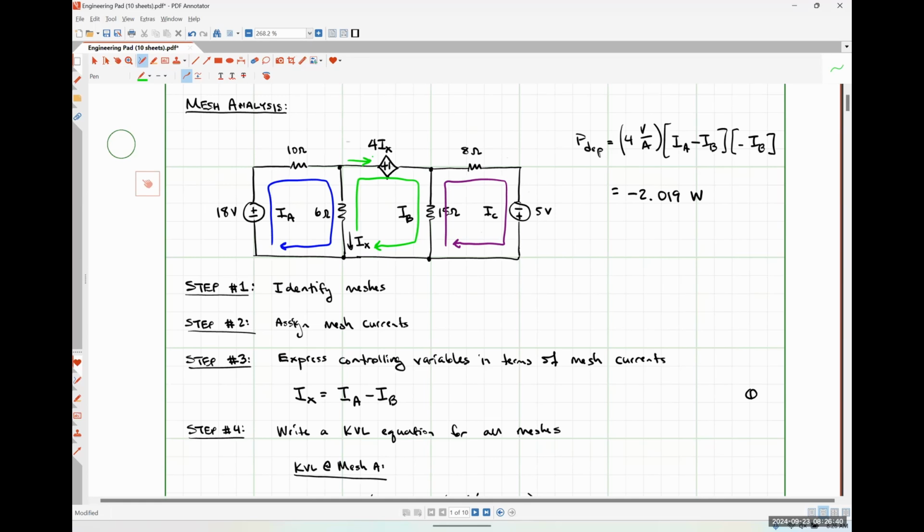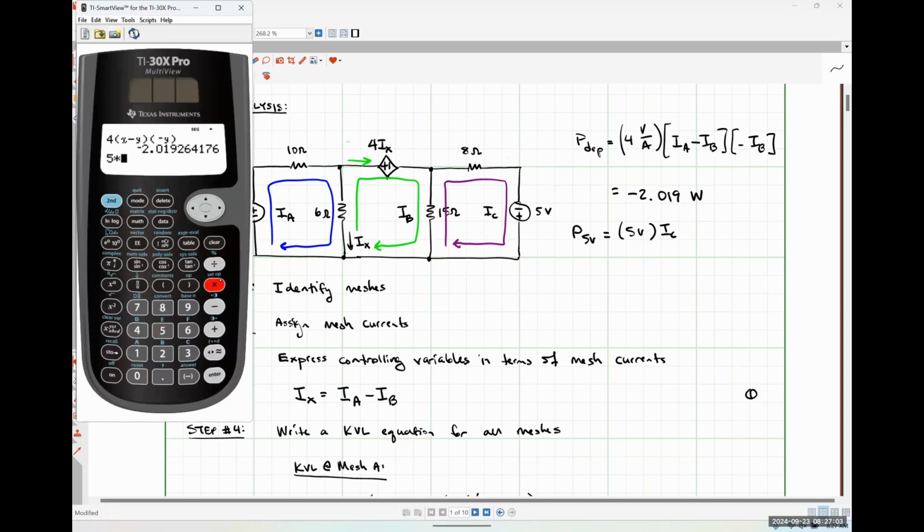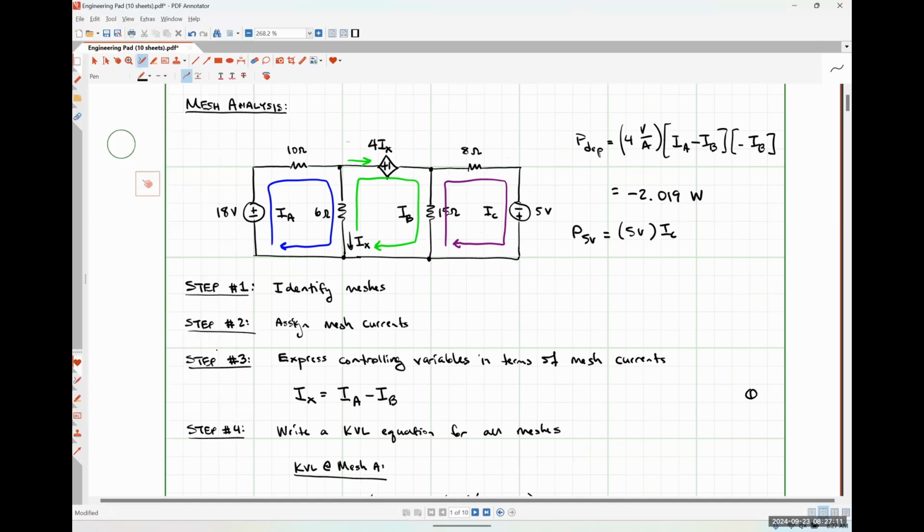If we wanted the power supplied by the 5-volt source, what would that be? The voltage is very obviously just 5 volts. What's the current flowing into the negative polarity terminal? Just IC. So it would be 5 times IC. So 5 times what's stored in here is Z, gives me 3.866 watts.